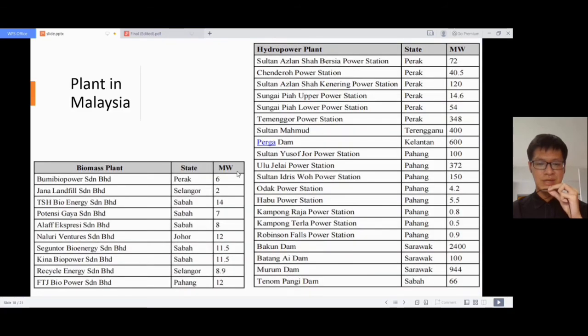We also have done some research on the plants in Malaysia. From this table, we can see that there are many biomass plants and hydro power plants in Malaysia. However, most of the power produced by these plants is quite low compared to the non-renewable plants in Malaysia.